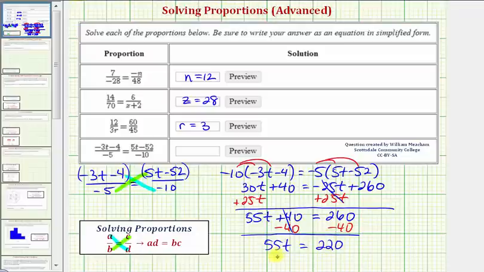And now for the last step, we divide both sides by 55 to solve for t. On the left, this simplifies just to t. On the right side, we have 220 divided by 55, which equals 4. So the solution to the proportion is t equals 4.